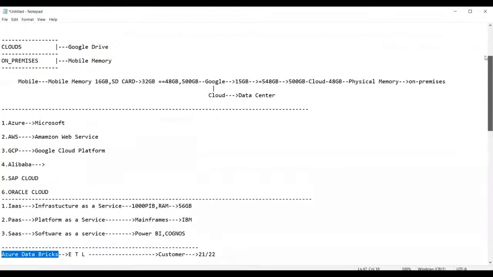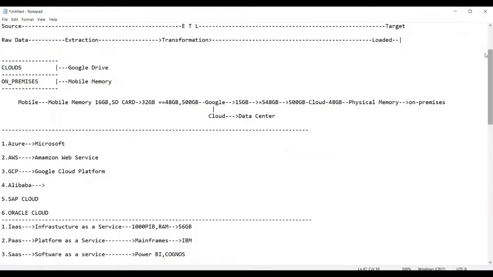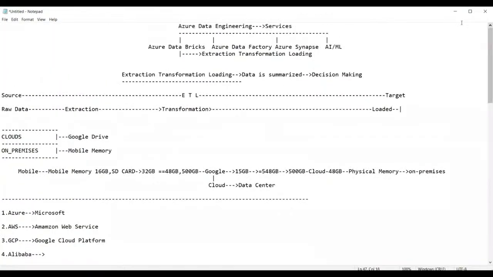Now, as a part of this course, guys, we are going to see Azure Databricks. The total duration of this course will be 60 hours. We are quoting it at 60, but it will go beyond the 60 hours because we have many live scenarios we are going to look into.